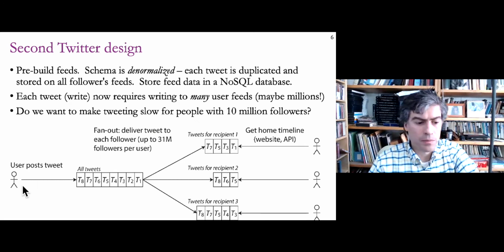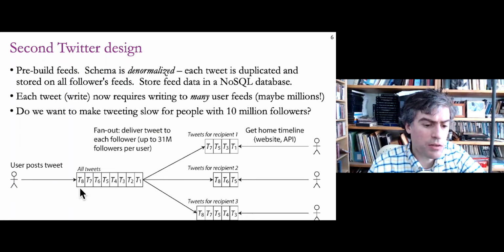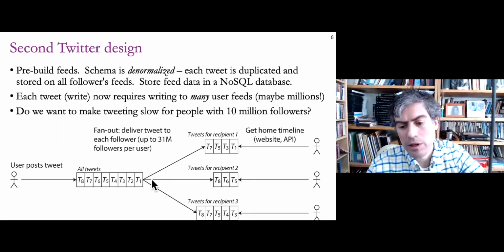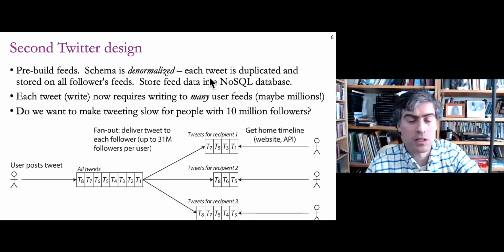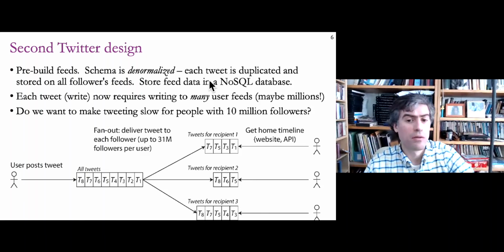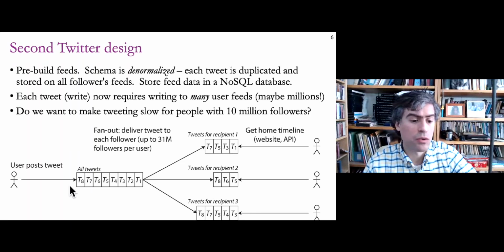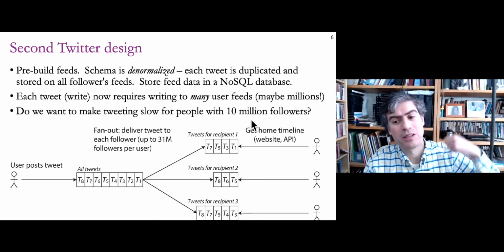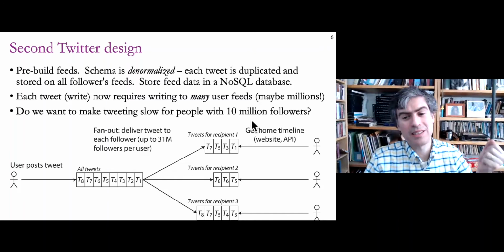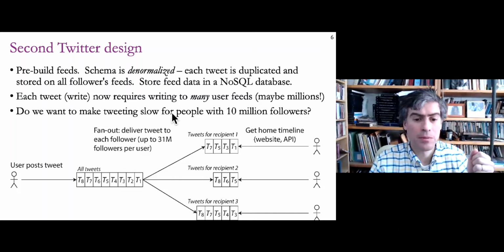Whenever someone tweets, so here I'm showing the user posting a tweet, instead of just storing that in one place, you actually replicate it and store it in a special place in a feed database for each user. So if I have 3 followers, there are going to be 3 copies of my tweet now. That is much less efficient space-wise than the original design, and work-wise it's also a lot less efficient. When you tweet now, you have to not just write it to one place, but write it to all your followers' feeds. And if you're a celebrity, you might have millions of followers, right? So that tweet is going to cause millions of different writes. We're going to come back to that problem.